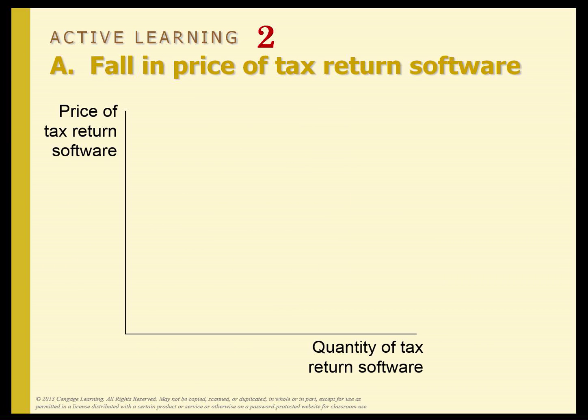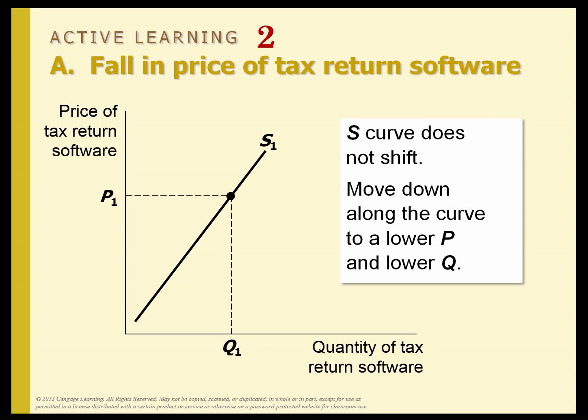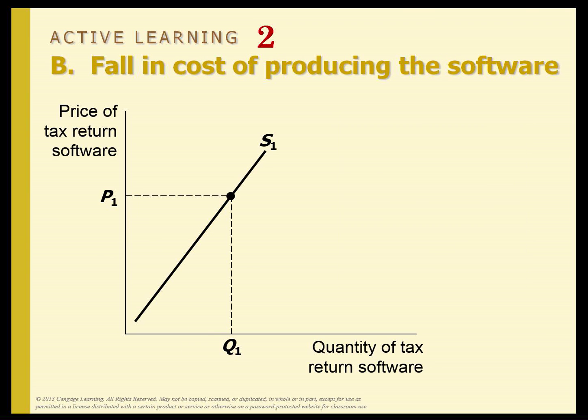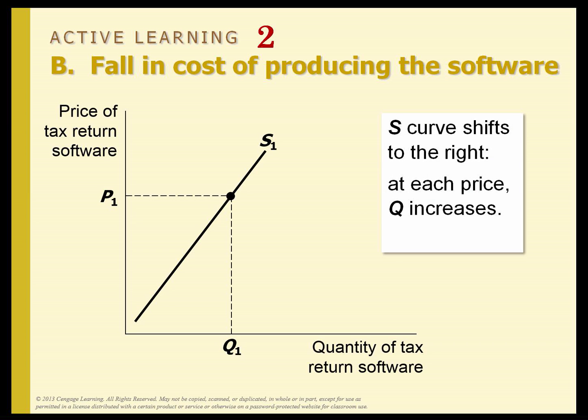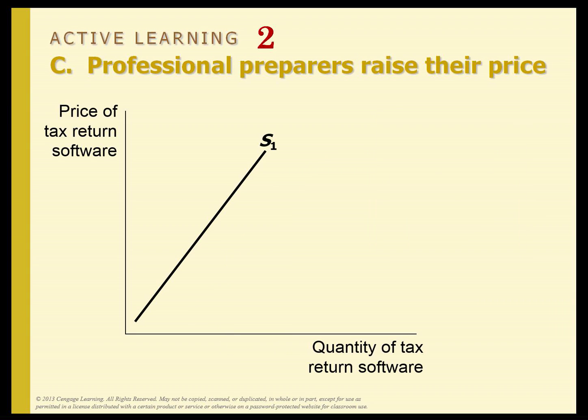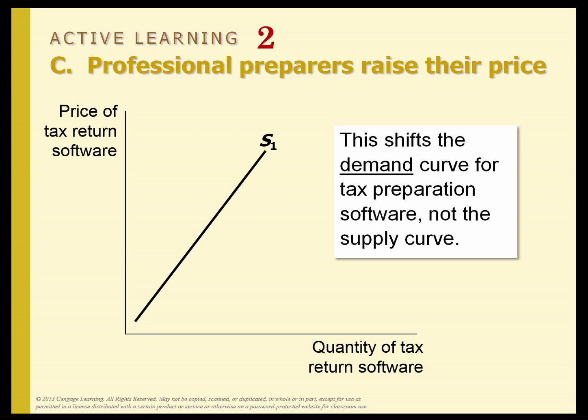If retailers cut the price of their software, it's just a movement along the curve because we're talking about a change in price. It's not a shift in the supply curve. If, however, it's cheaper to produce the software, this is not a change in the price of it. This just means that it's easier for them to make the software. So at every price point, supply shifts to the right. That's known as an increase in supply. And then if professional preparers raise their price, that is a tricky one.